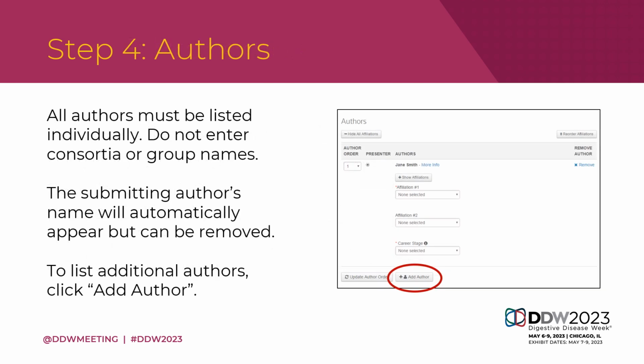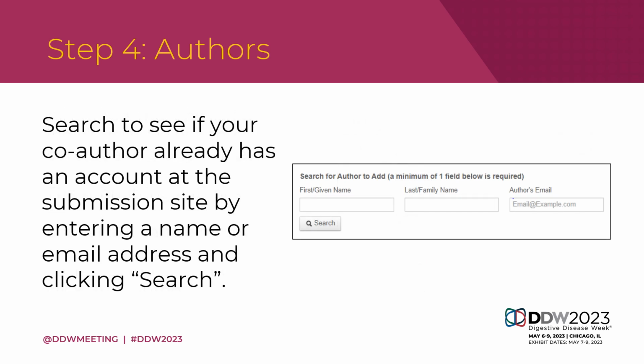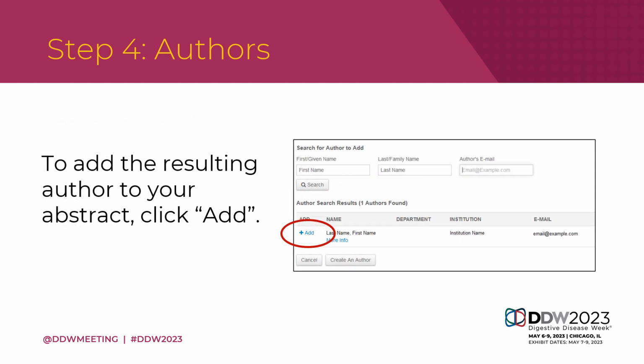You'll now be able to add co-authors to your abstract. All authors must be listed individually. Please note that consortia or group names are not permitted. To add an additional author, click the Add Author button. Now, perform a quick search to see if your co-author already has an account at the site. Enter a name or email address, and then click Search. If your search results in an author you want to add, click the Add link next to their name.